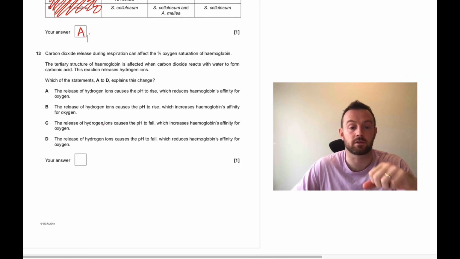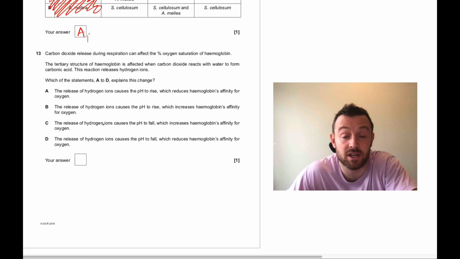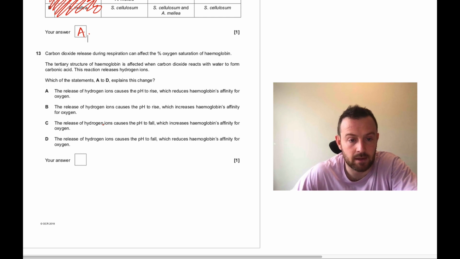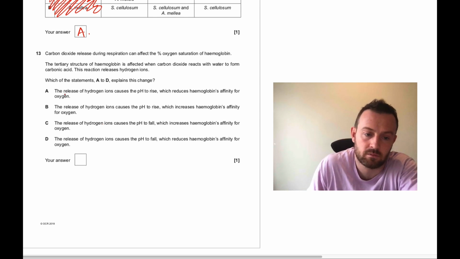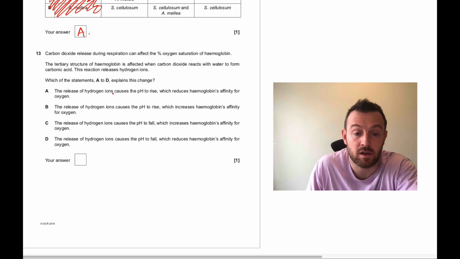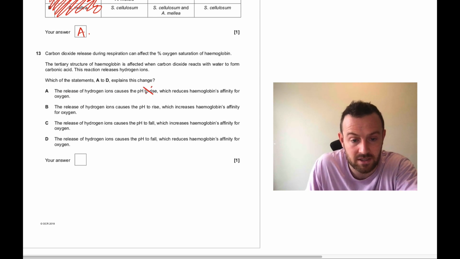Carbon dioxide released during respiration can affect the percentage oxygen saturation of hemoglobin. Yes, it can. Tertiary structure of hemoglobin is affected when carbon dioxide reacts with water to form carbonic acid. This reaction releases hydrogen ions. Which of the statements A to D explains this change? Okay, well, this is where we just find mistakes. The release of hydrogen ions causes the pH to rise. No, it doesn't. It causes it to fall.